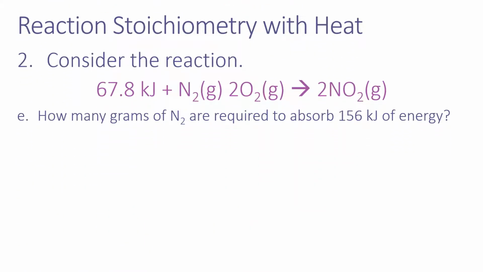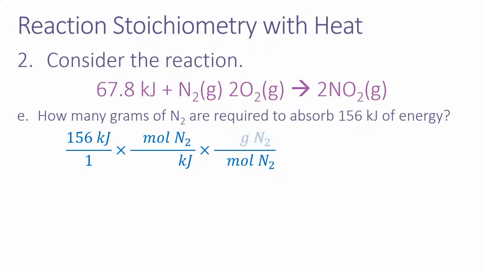The last question in this set asks how many grams of nitrogen are required to absorb 156 kilojoules of energy. So I'm going to start with 156 kilojoules, and I can always convert kilojoules into moles. And then I can convert moles into grams just using molar mass. So 1 mole of N2 goes along with 67.8 kilojoules. That's just from the balanced equation.